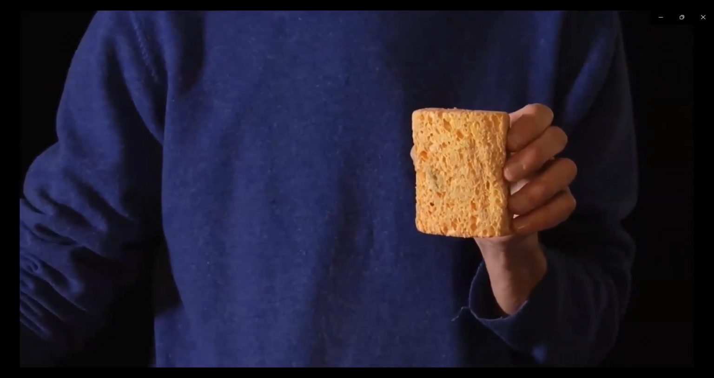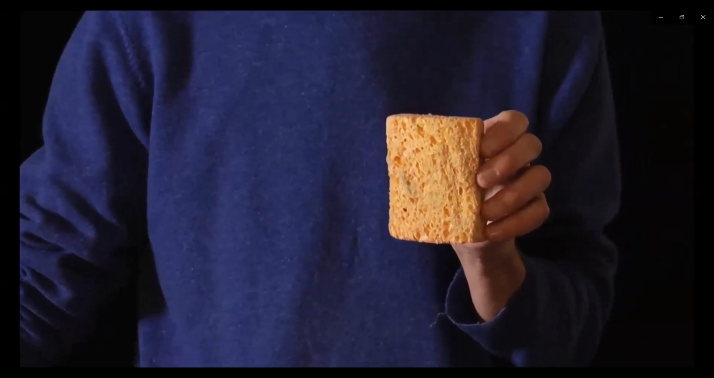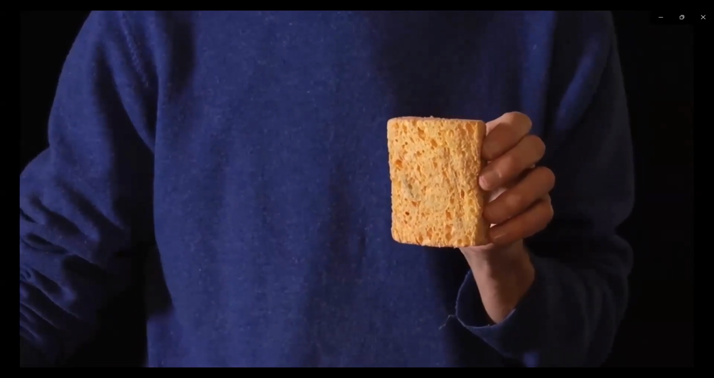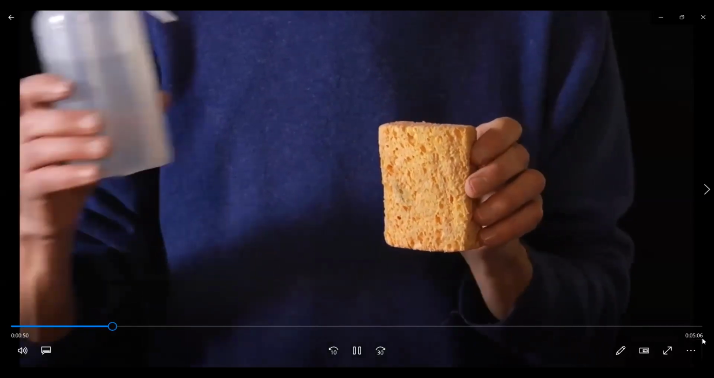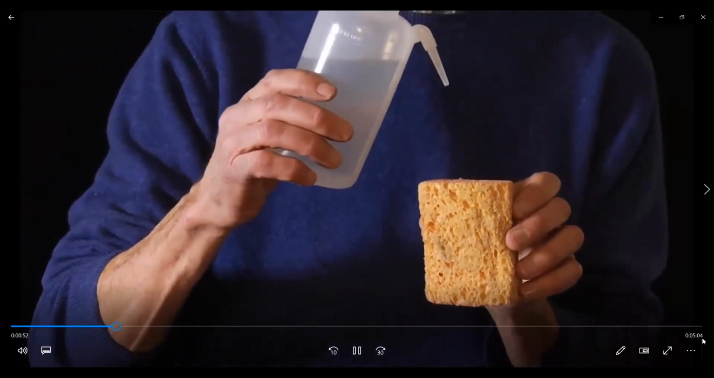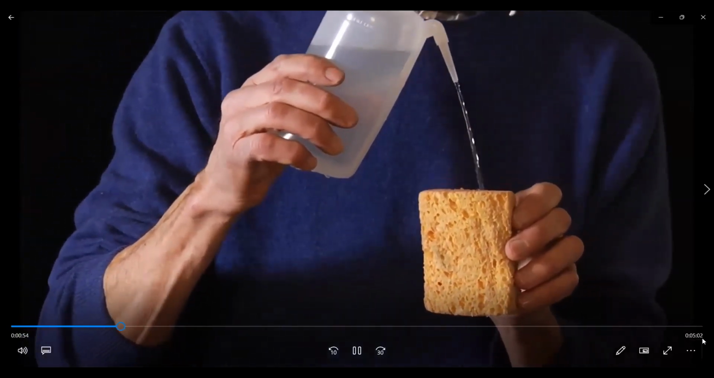This is a sponge that we can regard as a soil. It has very high porosity and it has also a good ability to retain water. I'm now raining on this soil, a pretty big rainfall.